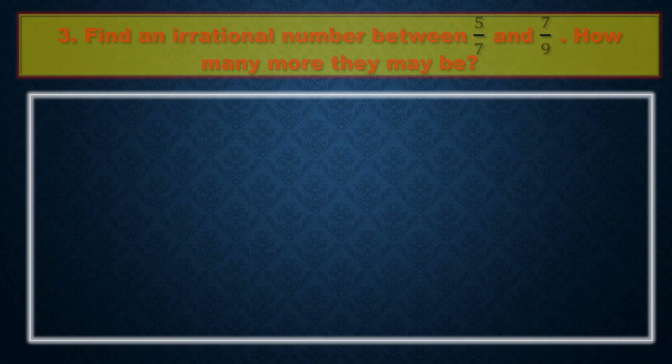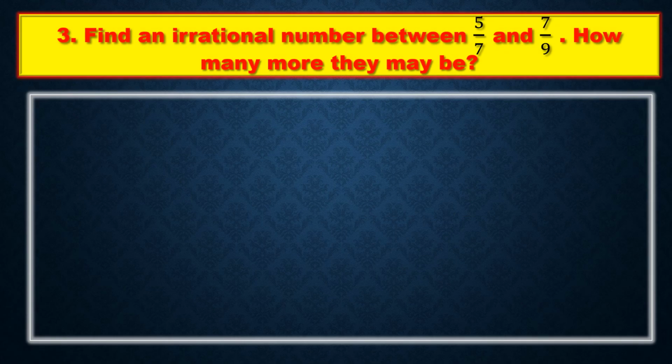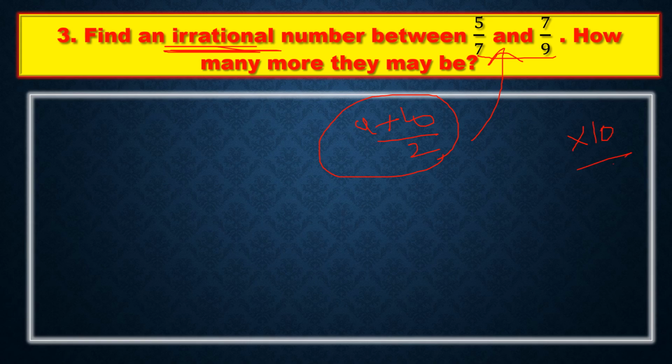Here is the next question. Find an irrational number between 5 by 7 and 7 by 9. Here you should see that it is an irrational number, not a rational number. If we were asked to find a rational number, then you can use the (a plus b) by 2 mean method, or you can make the denominators same and use the 10 by 10 method, and write a rational number between them. But here he asked for an irrational number.